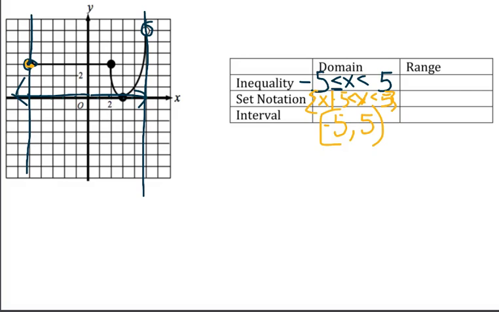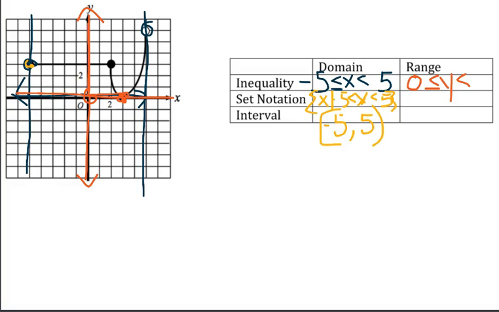The range is how low does it go to how high it goes. We're looking at the y-axis now. So the lowest that this graph goes is right there. That's the very lowest point on the graph. And if we look at the y-axis, that's at 0. So the lowest it goes is 0, and it's a filled-in circle, so we're going to put equal to.